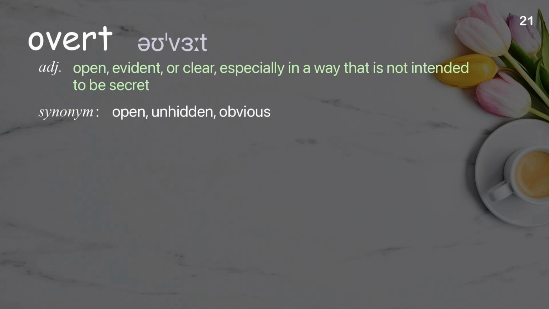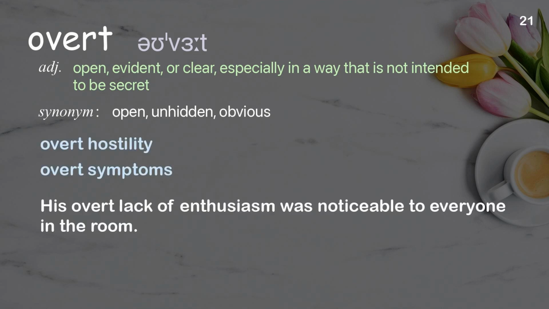Overt. Open, evident, or clear, especially in a way that is not intended to be secret. Examples: Overt hostility. Overt symptoms. His overt lack of enthusiasm was noticeable to everyone in the room.